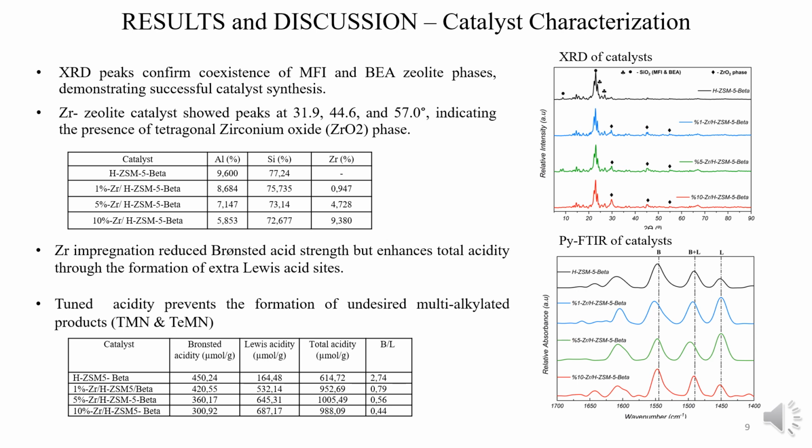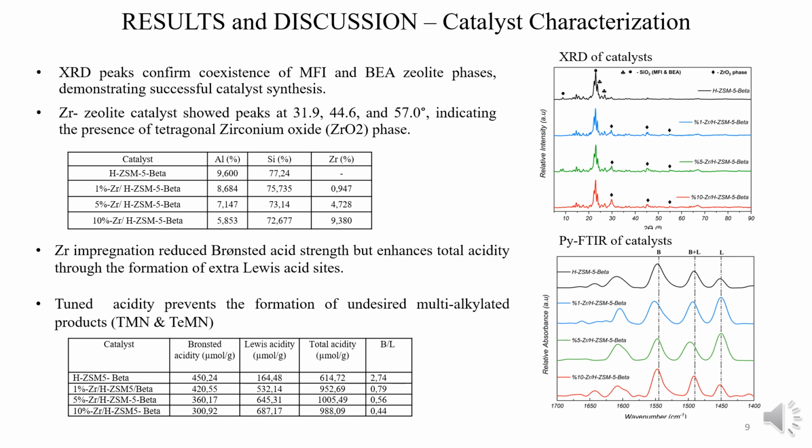When XRD patterns of the catalyst were analyzed, distinct peaks at 31.9, 44.6, and 57 degrees, which correspond to those of the tetragonal zirconium oxide phase, provide insight into the composition and structure of the prepared catalysts. Next, the types and amounts of acidity present on the catalyst were determined by FTIR adsorption of pyridine.